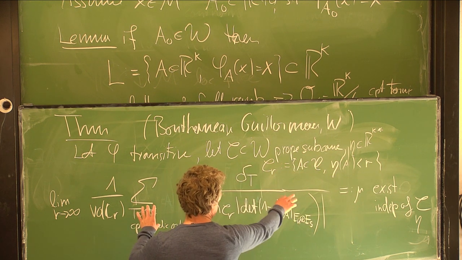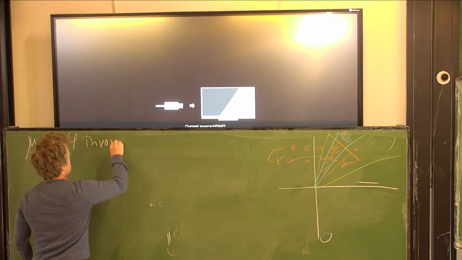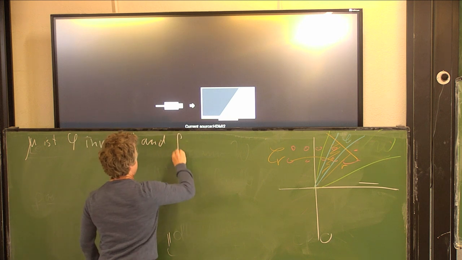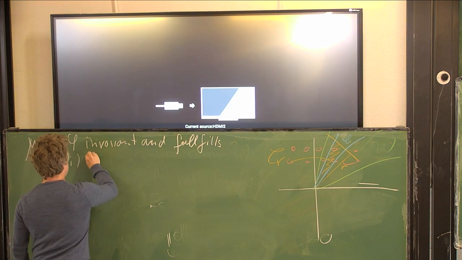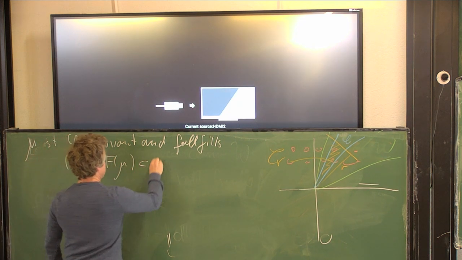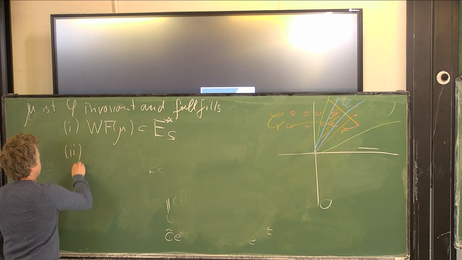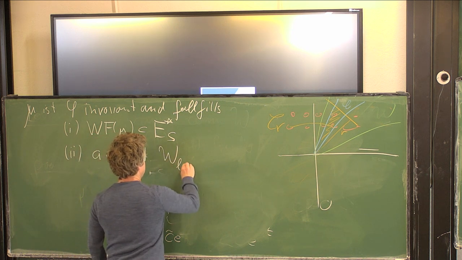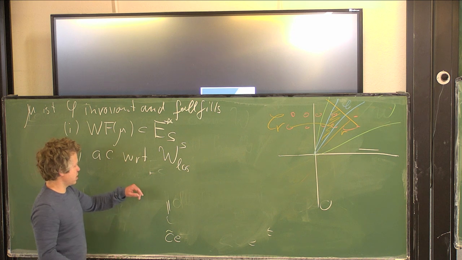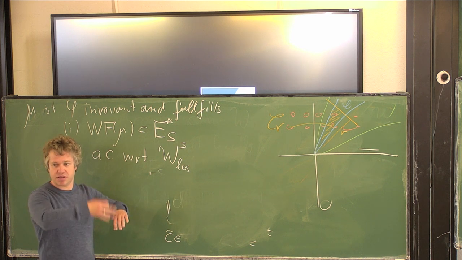So the first theorem is that this converges, and the other part is that mu is phi-invariant and fulfills, well, first thing is that the wavefront set of mu is in the stable direction. Second thing is it's absolutely continuous with respect to the local stable foliation. So this is not the wild chair, but this is now the local foliation into stable manifolds.